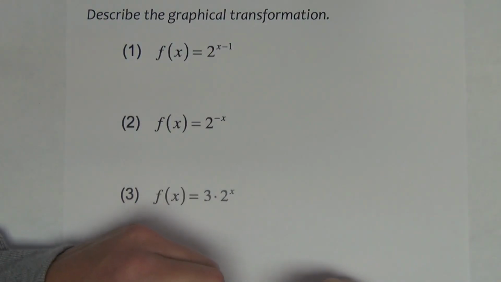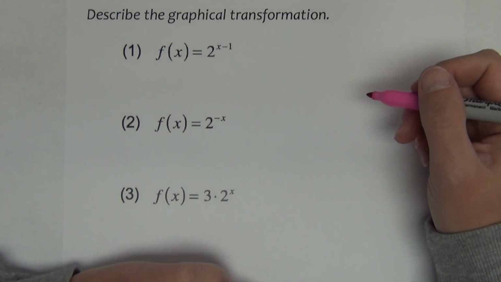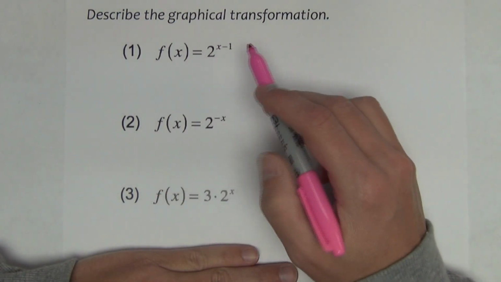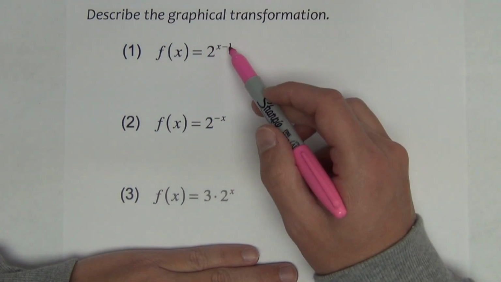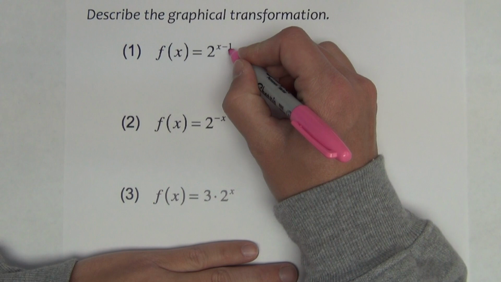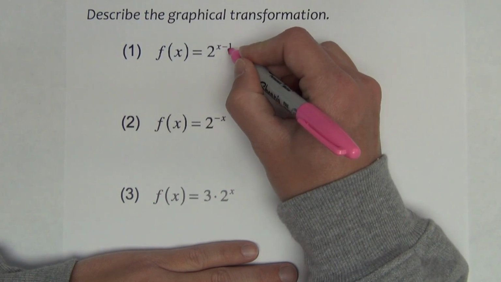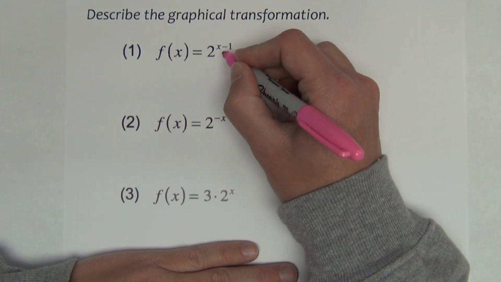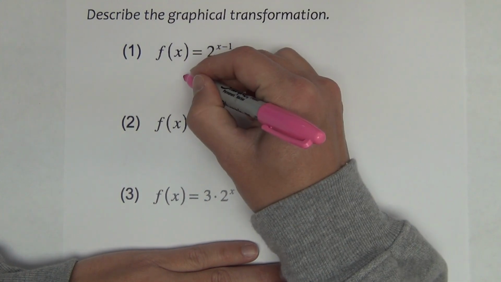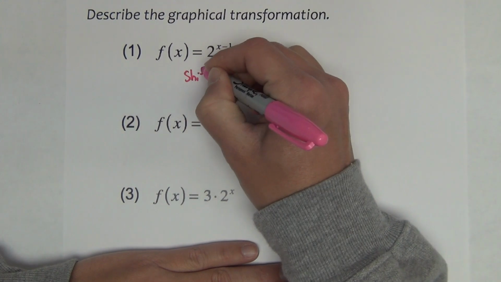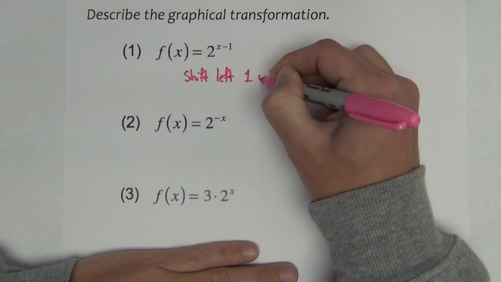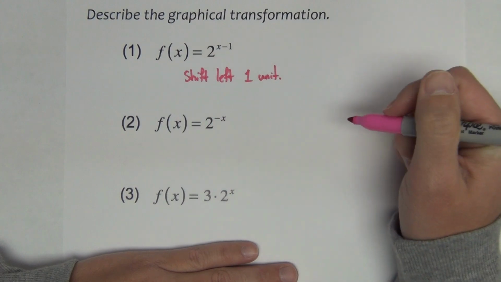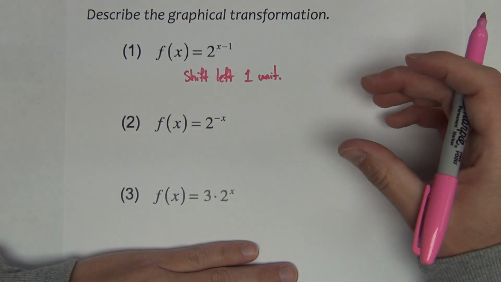Okay, we can apply all the transformations that we've been doing, of course, to these exponential functions. So the directions say just describe the transformation. We're not actually going to sketch the graph. 2 raised to the x minus 1. That subtraction of 1, that minus 1, is inside the function. It's inside the function's power. And so what that does is it moves the graph, I'm going to say shifts left 1 unit. All points just moving to the left 1 unit.